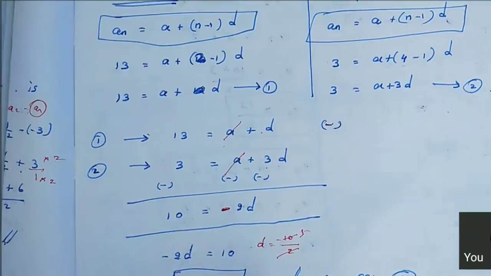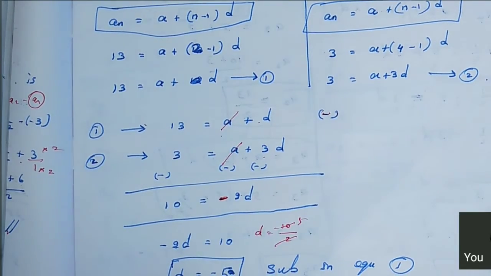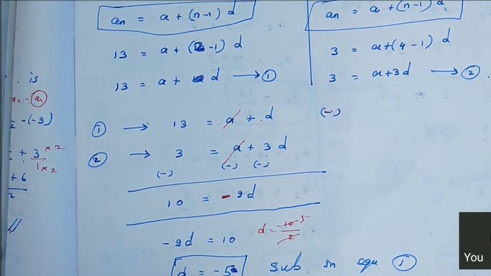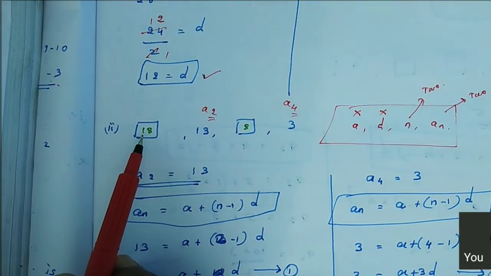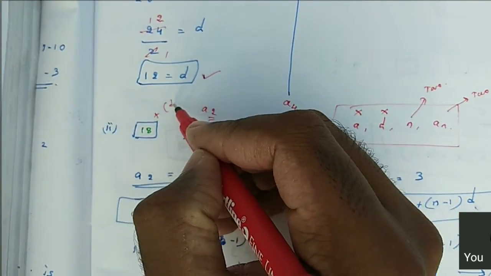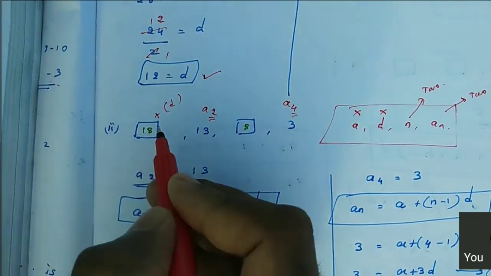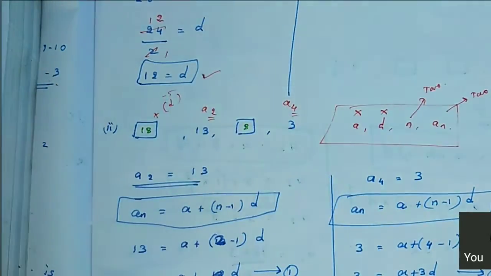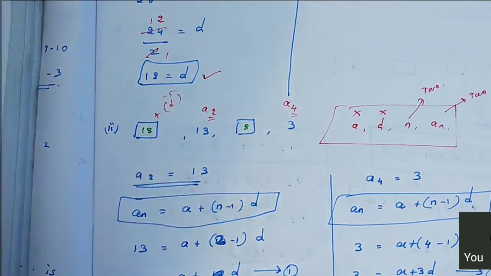Now what is the common difference d? Minus 5. So 18 minus 5. Actually we are supposed to add d here when we get the second term. So now it is minus 5, so 18 minus 5 is 13. Then 13 minus 5 is 8. That's all. Clear? Any doubt?